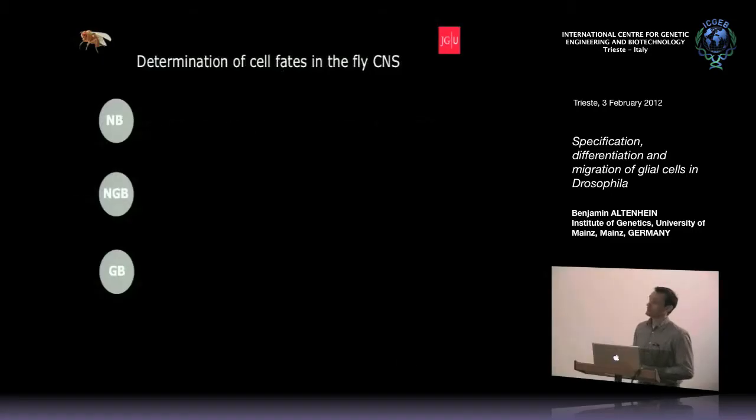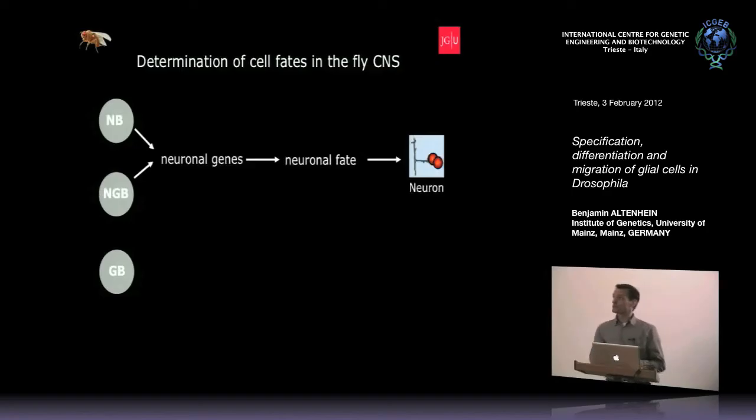Okay. In the beginning, when I started my work in the Technau lab, what was known, and it is still believed, is that the ground state of a developing cell in the nervous system is to become a neuron. So neuronal genes are switched on in neuroblasts as well as in neuroglioblasts, and these will then give rise to neurons. Whereas for neuroglioblasts and for the glioblast itself, the glial precursor, we have to change the ground state, we have to change the default cell fate.